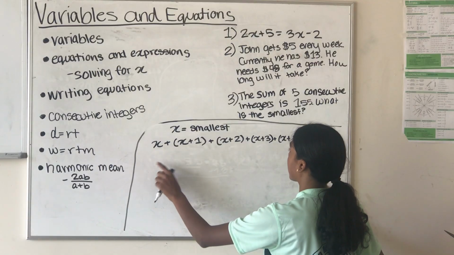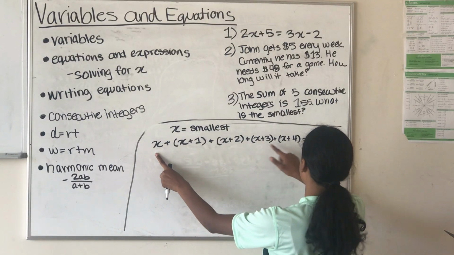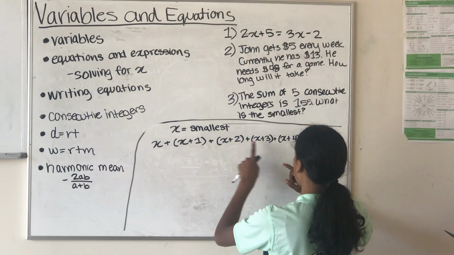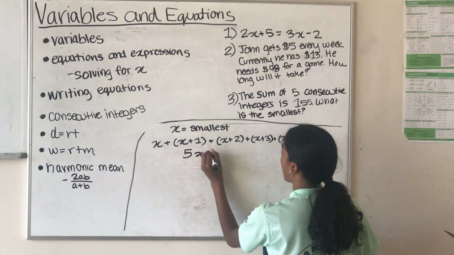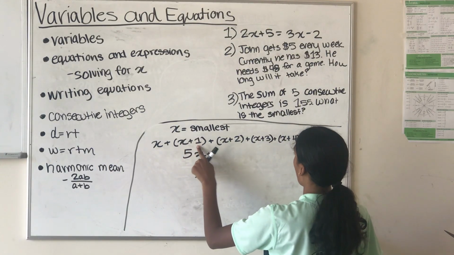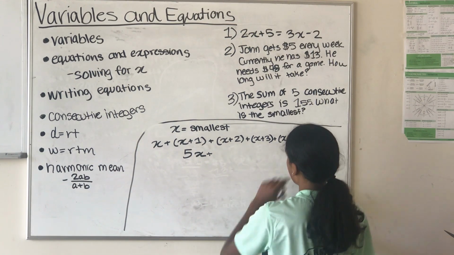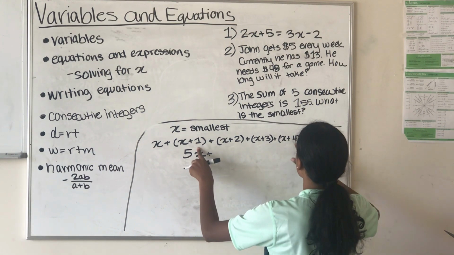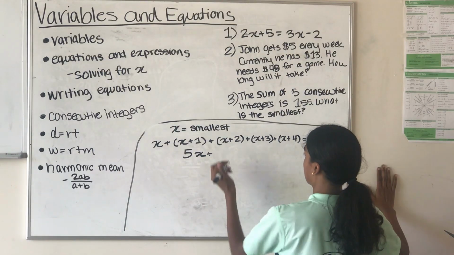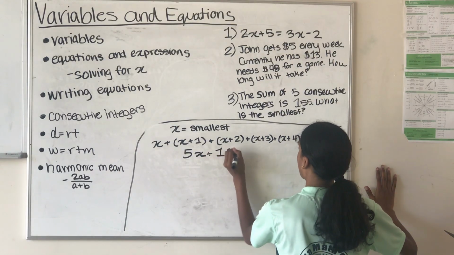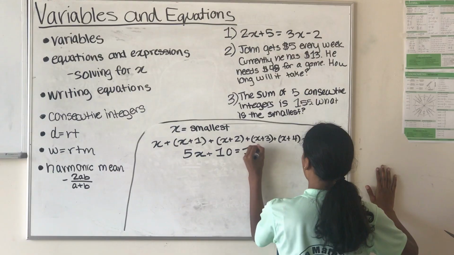So we're going to combine like terms, combining all the x's. There's 1, 2, 3, 4, 5. We get 5x. Now we need to add up all the constants. 1, 2, 3, 4. The way we're going to do this, 1 plus 4 is 5, 2 plus 3 is 5, 5 plus 5 is 10. And this is equal to 155.